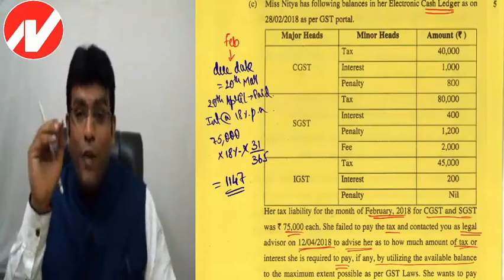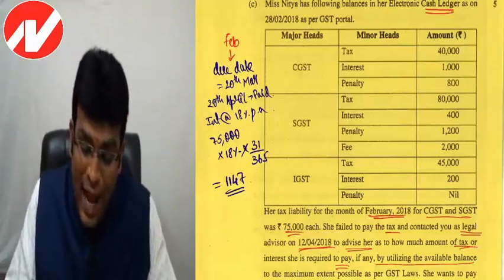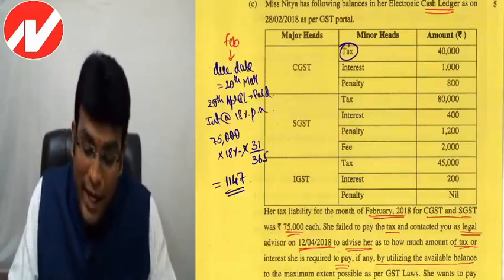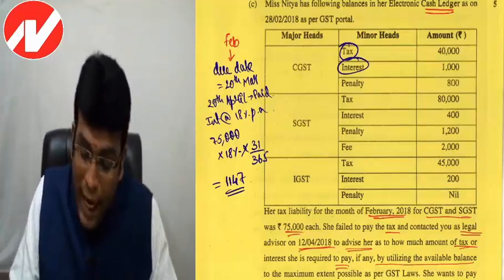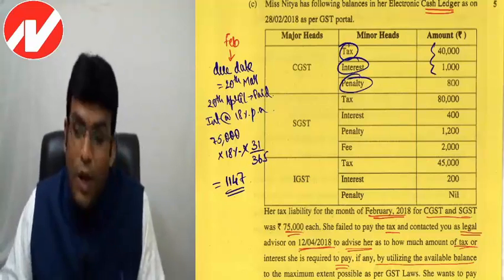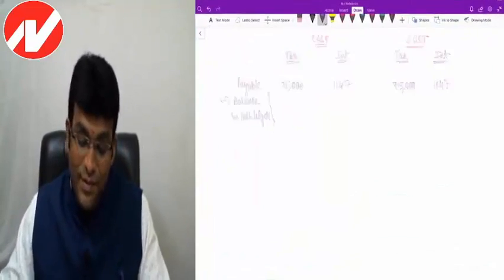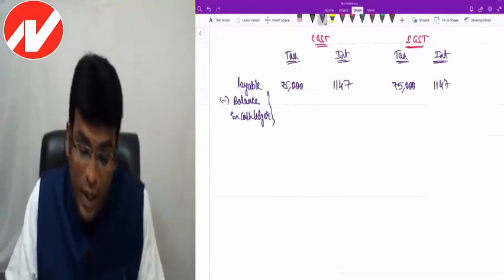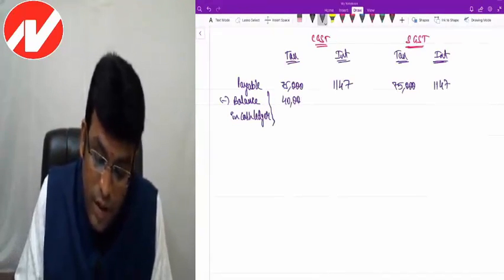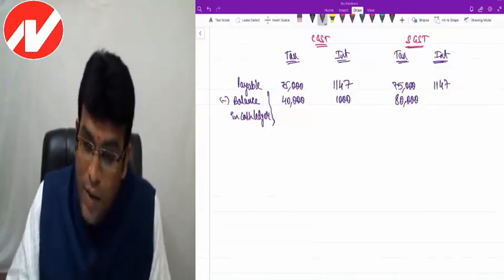That too, one minor head cannot be used for another minor head. That means tax balance we have to use only for tax, interest balance only for interest, penalty balance only for penalty. So what is the figure? 40,000, 1,000, 80,000, 400. So tax figure is 40,000 and 1,000. And this is 80,000, last one 400.